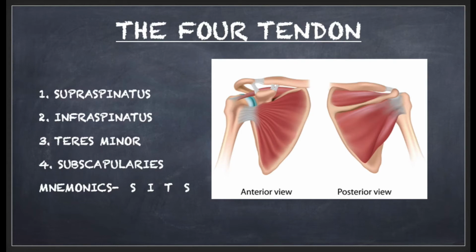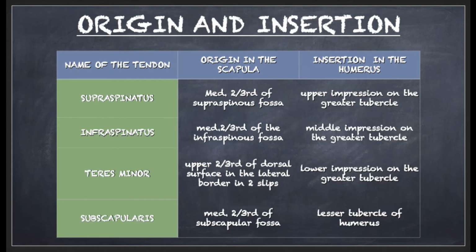Okay, so moving next, I have already talked about the origin and insertion of all the four muscles. If you have not gone through the humerus and the scapula video, please go and check it out. Giving a quick recap of the origin and insertion of these four tendons. The common thing about all of them is that they originate from the scapula and insert into the humerus. First we have the supraspinatus.